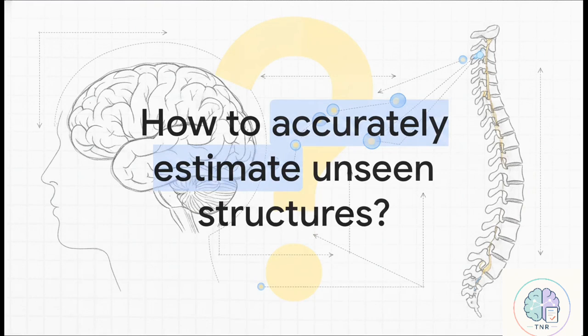Which brings us straight to our core clinical question for today. How do clinicians accurately estimate unseen spinal and cranial structures during navigation? It's a skill that is absolutely essential for safe procedures. You obviously can't just guess where the spinal cord or a major cranial nerve is, right? You need a rock-solid, evidence-based system to predict exactly what lies beneath the surface, way before you ever make a single incision or insert a needle.